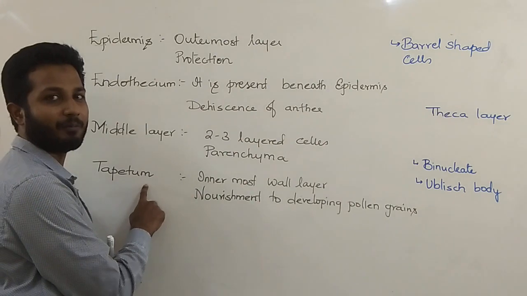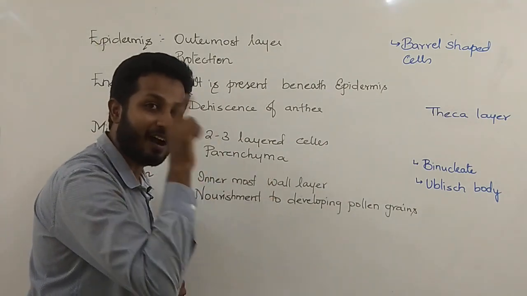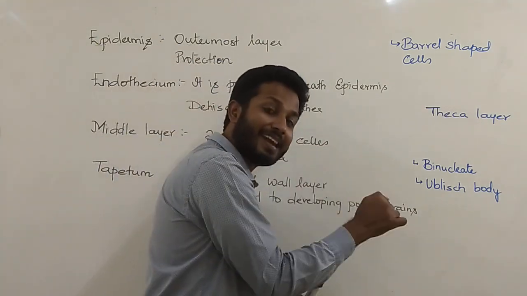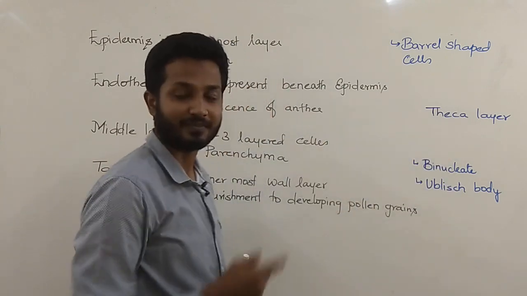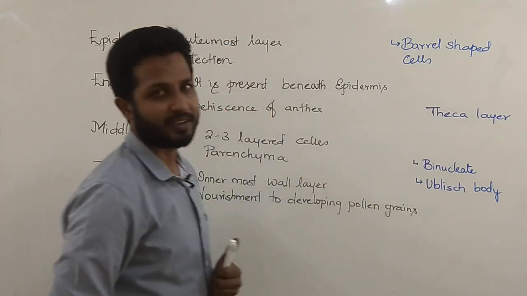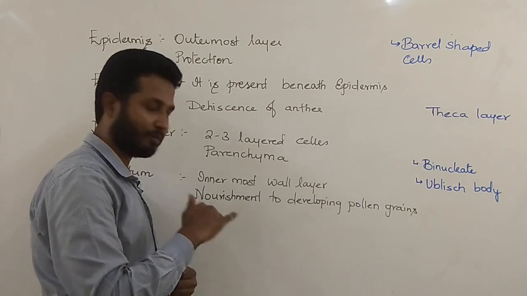the so-called Ubisch body is applied by a layer known as tapetum. Why? Sunscreen. Ultraviolet rays should not penetrate inside and cause mutation. This is the reason why Ubisch bodies are produced on the pollen grain.